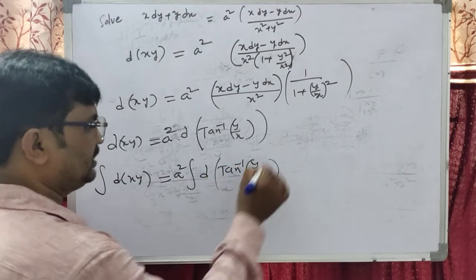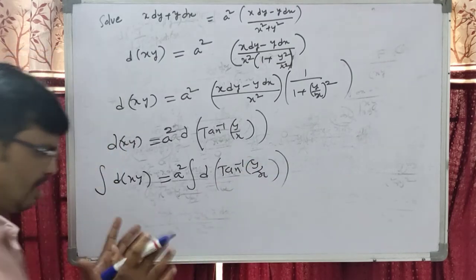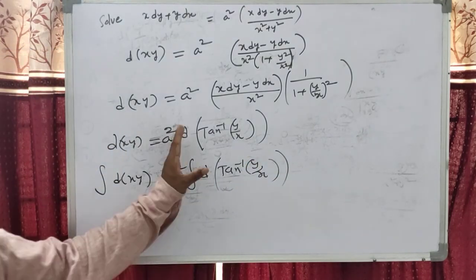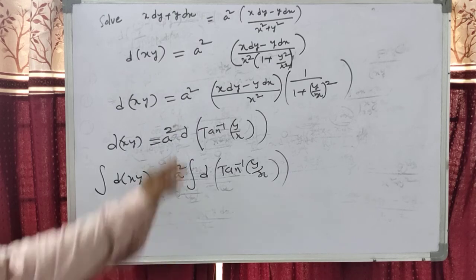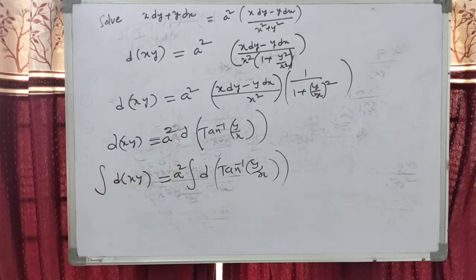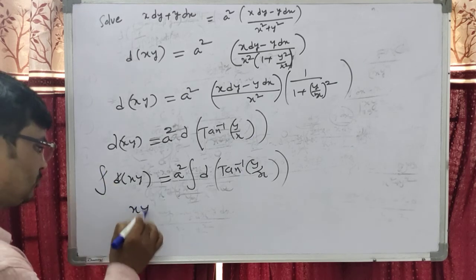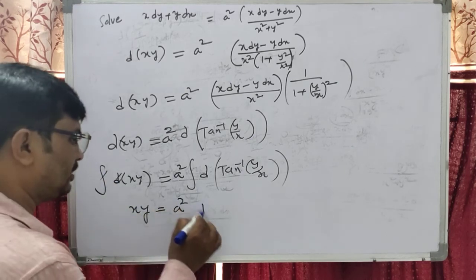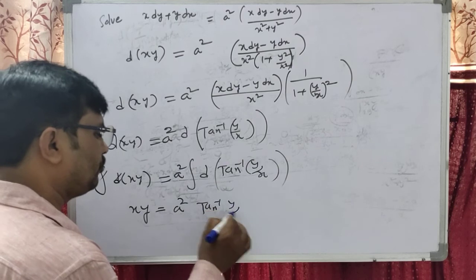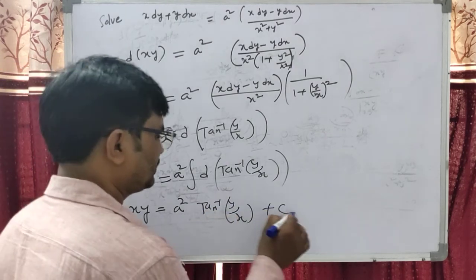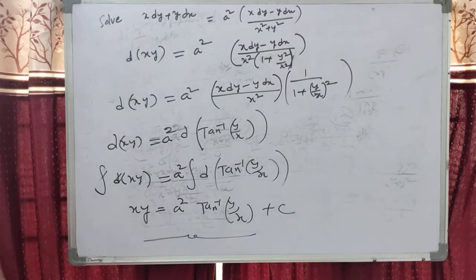Okay students, we can apply only the integral. Yes, a square is a constant, so you can write it outside of the integral. Dear students, the derivative and integral cancel. We get xy equals a square into the tan inverse of y by x plus c. This is the technique, my dear students.